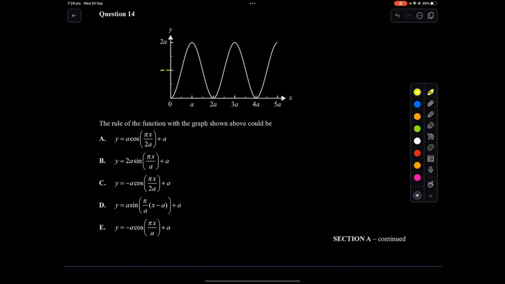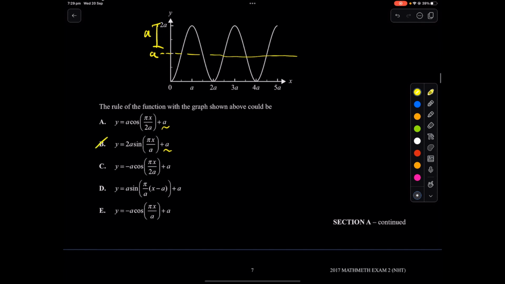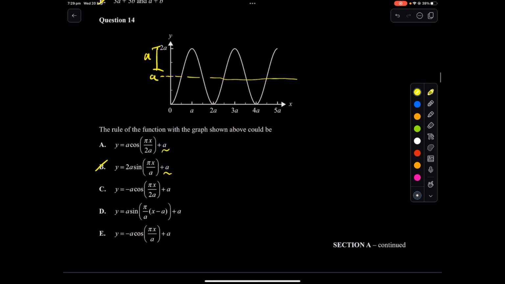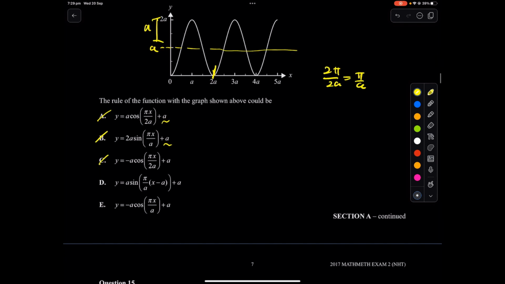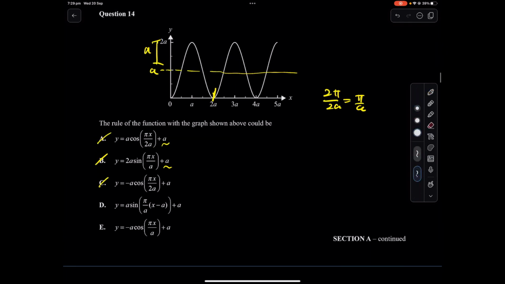Okay, so if I look at the midline here, it's at A. So yeah, they all have A over here, so that's not good. What about the amplitude? The amplitude should be A. So this one's wrong. And what about the period? Well, here it goes through one period, so we can say 2 pi over 2a pi a. So which ones have pi a? Nope, this one has pi over 2a. Not this one, and yeah. So we can only get D or E.